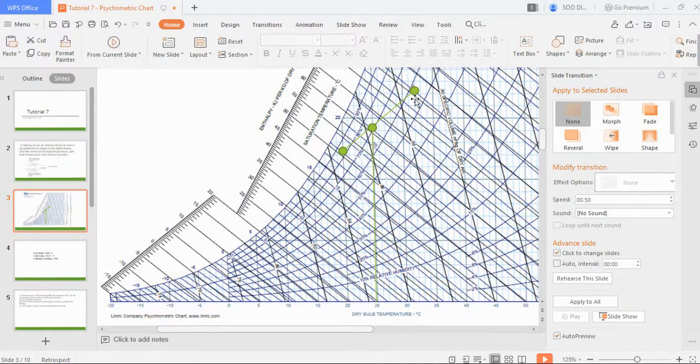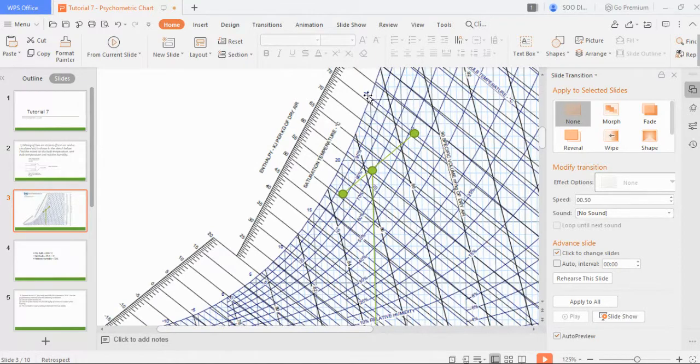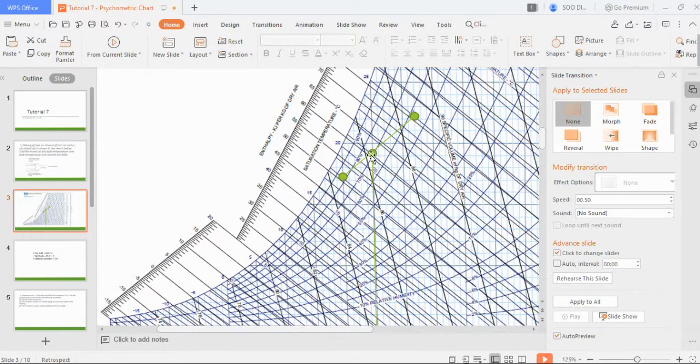For your fresh air, it will be here. Fresh air is 32 degrees for your dry bulb. You draw a line up, and then it's 25 degrees for your wet bulb. So you draw a line in between these two, and then you give a ratio of 1 to 1.5. Then you'll be able to get the point for your mixed air.